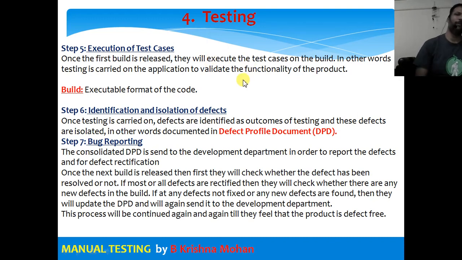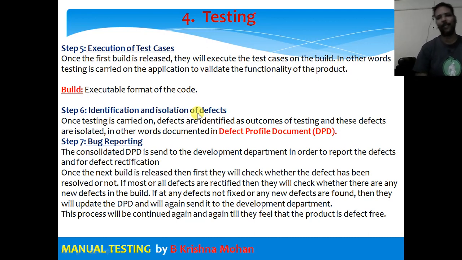Normally, the execution of the test cases will be done by the junior test engineers, but it is not compulsory that only junior test engineers have to do it. Then, identify and isolate the defects. Suppose we have executed our test case and the actual output is not matching the expected, then it is a defect.